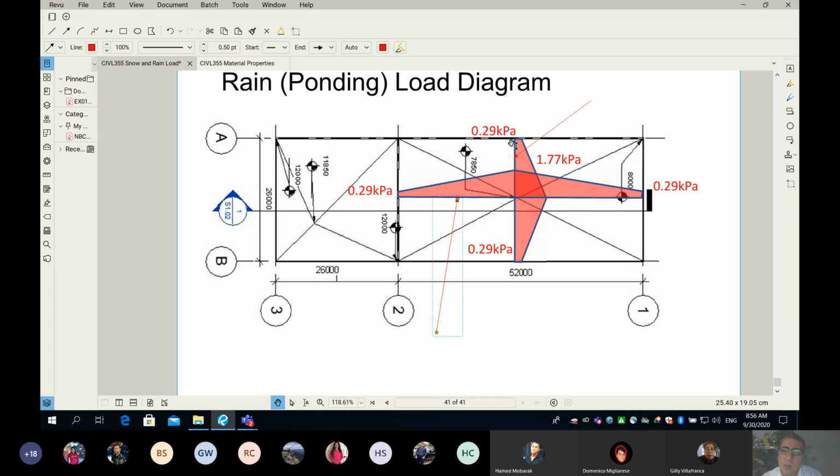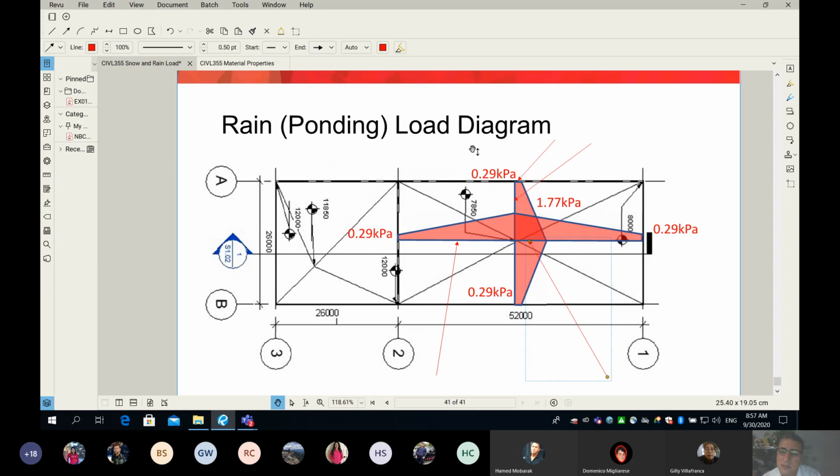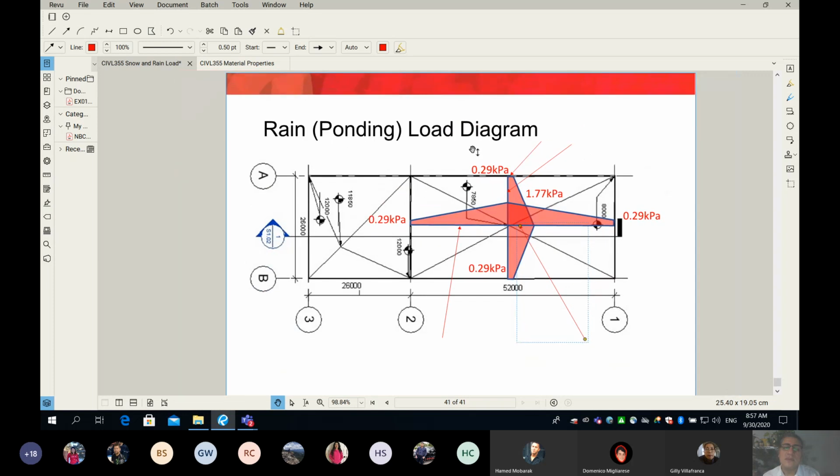And then what happened is we know that my water head here, or pressure, is 0.9 kPa. And then at the low point, here is my water pressure. It's 1.77. You draw the same diagram in both directions, in X and Y. And here we go. This is called the drain or bonding load diagram. Any questions so far?